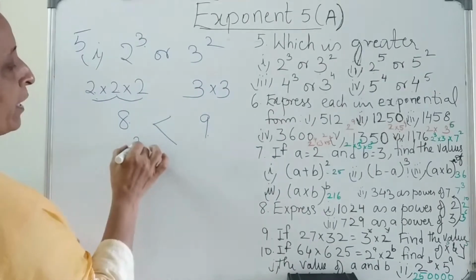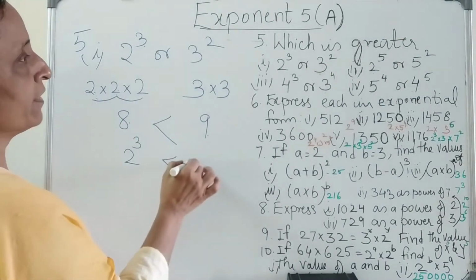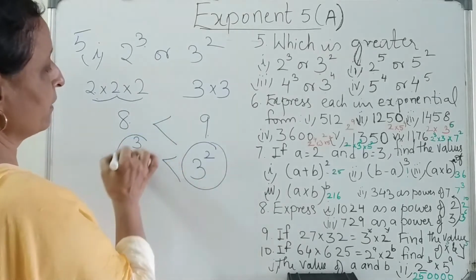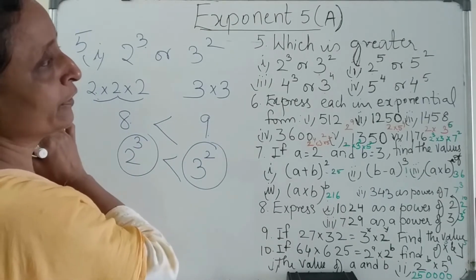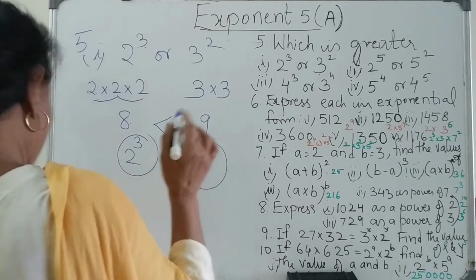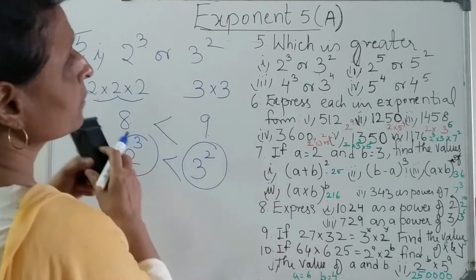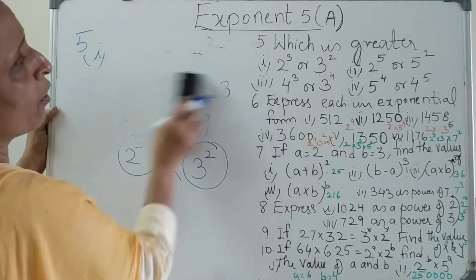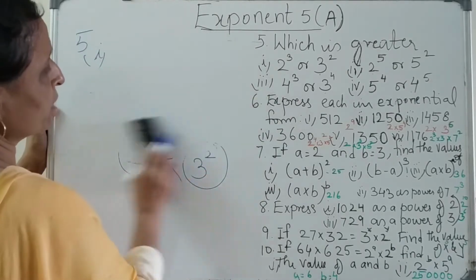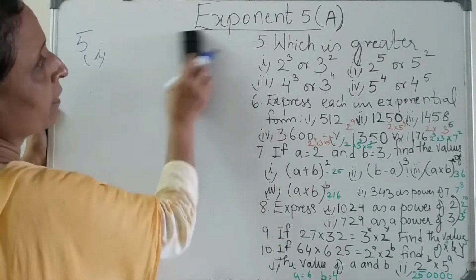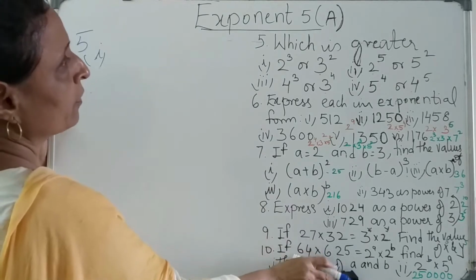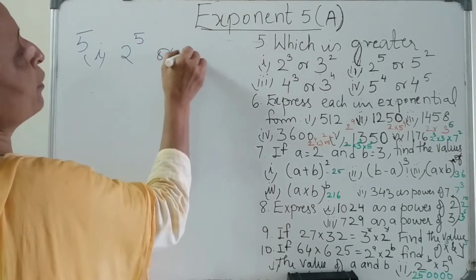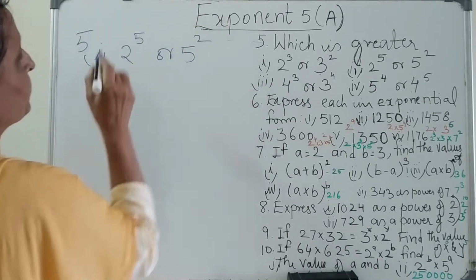So here you write 2 raised to 3, and this is 3 raised to 2. 3 raised to 2 is greater than 2 raised to 3. Now next sum, whether 2 raised to 5 is greater or 5 raised to 2 is greater. Let's solve it.